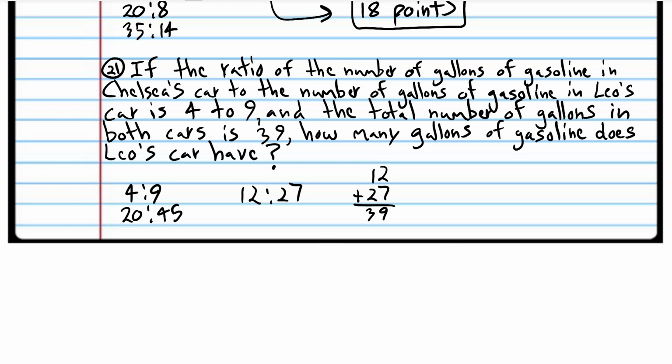All right, so it wants to know how many gallons of gasoline does Leo's car have. So we have to figure out which one of these is Leo. Is it 12 or is it 27? Well, it says the number of gallons of gasoline in Chelsea's car. It says that first. Then it says number of gallons in Leo's car. So the second number represents Leo's car. So we want the number of gallons in Leo's car, so 27 gallons. If you got the right answer, good job. If you didn't, that's okay. Just go back and figure out what you did wrong.